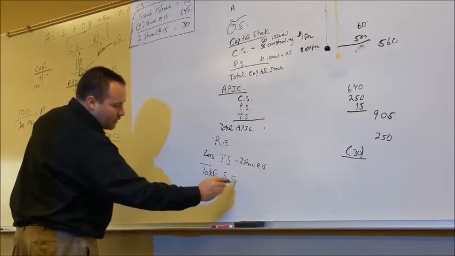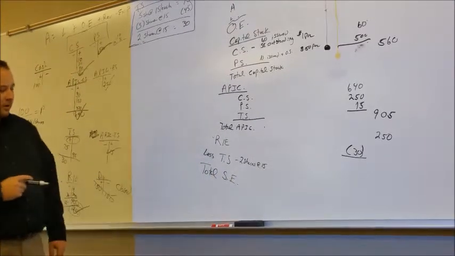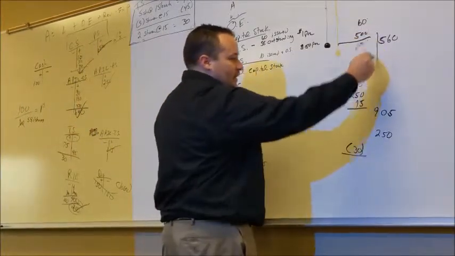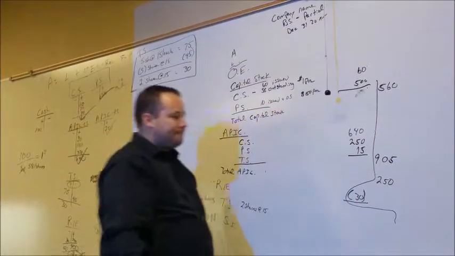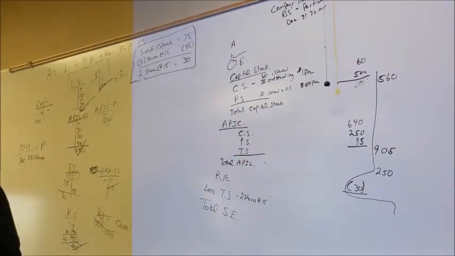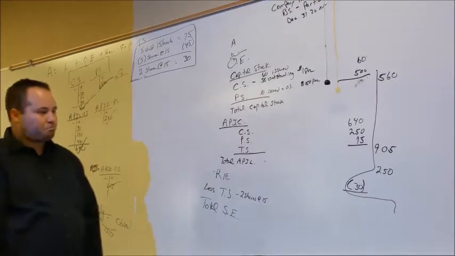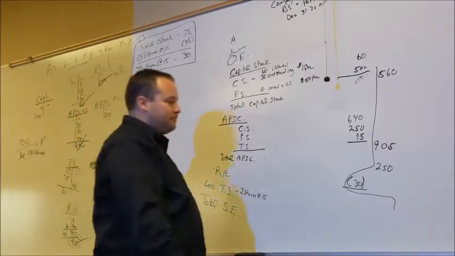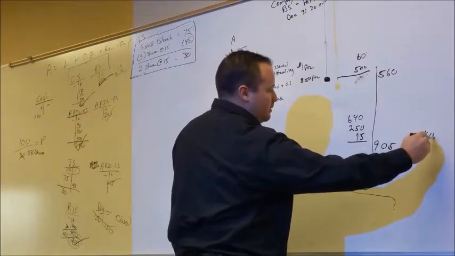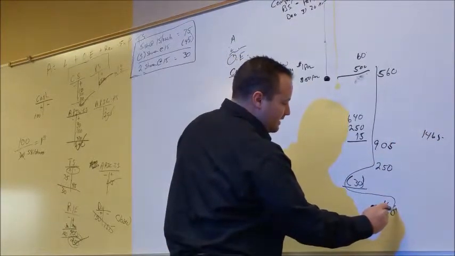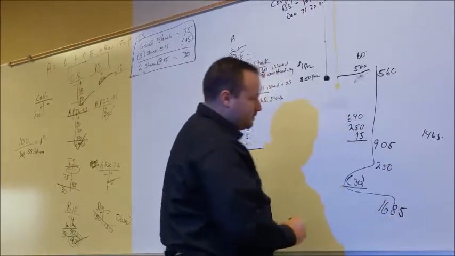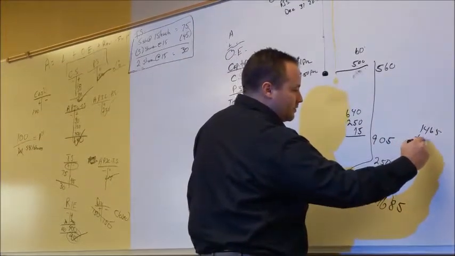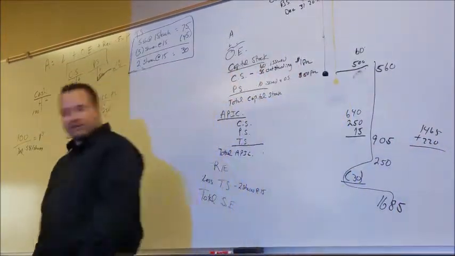Total stockholders' equity, or owner's equity, if you want to call it owner's equity or stockholders' equity, same thing. Gotta add all this up. Somebody tell me what that is when they get it. I got 1685. 1685? Yeah. $1,865 plus 220. Yep. 1685.